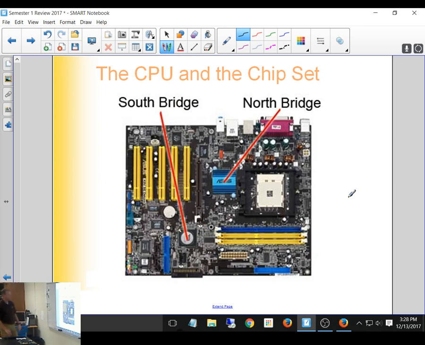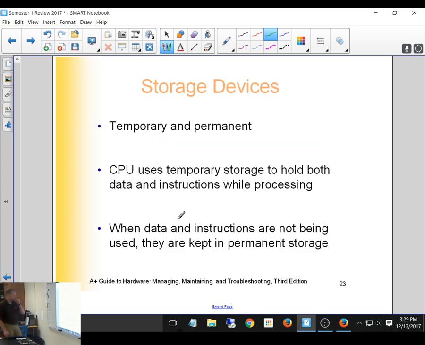Again, north and south chipset, when we talk about that, we said in class, the biggest heatsink is going to be the north chip, and the smaller one, if it doesn't have a heatsink at all, is the south bridge chipset on there. So on newer ones, they both have heatsinks on there.